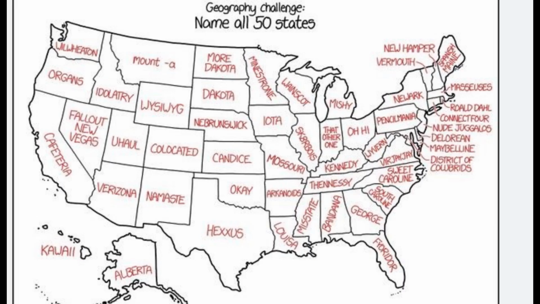Iowa's fertile soil made it an agricultural powerhouse. Corn and pork dominate its economy. It also plays a key role in presidential politics. Missouri was the gateway to the West. St. Louis and Kansas City became transportation hubs. Agriculture and logistics remain important.